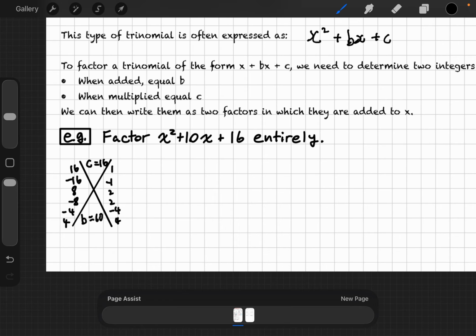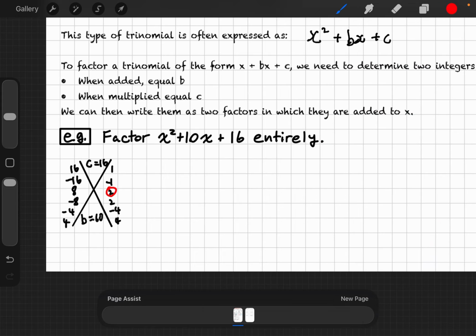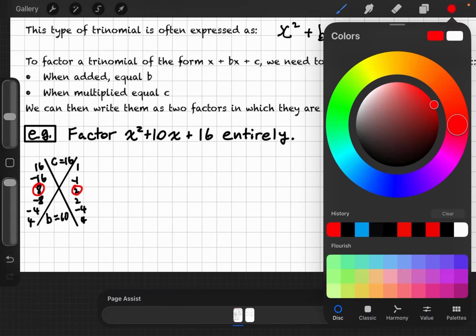So let's look at 16 and 1. Nope. They multiply to 16, but they add to 17. Well, negative 16 and negative 1. That adds to negative 17. So no, that's not what we're looking for. Let's look at 8 and 2. They multiply to 16 and they add to 10. So we will be factoring this trinomial into these. So these are the factors that work, all right?